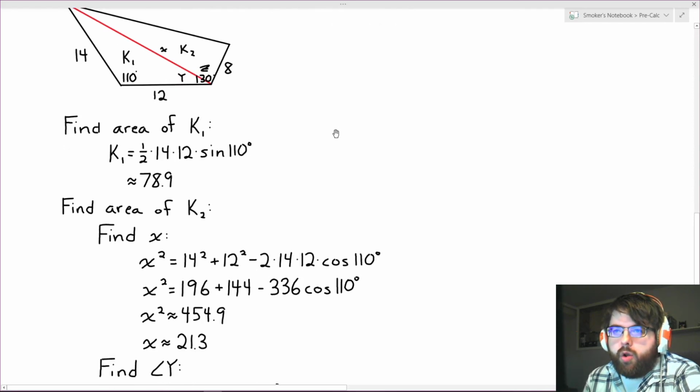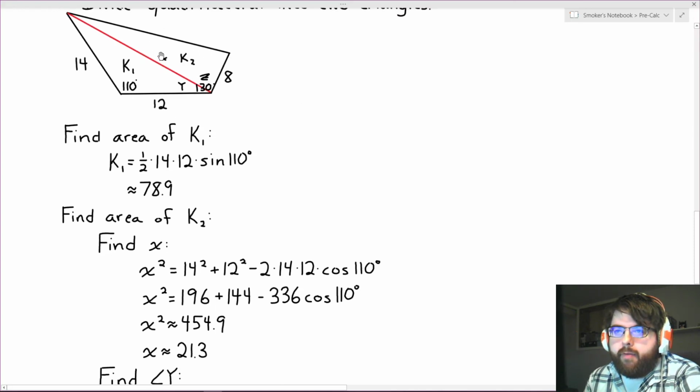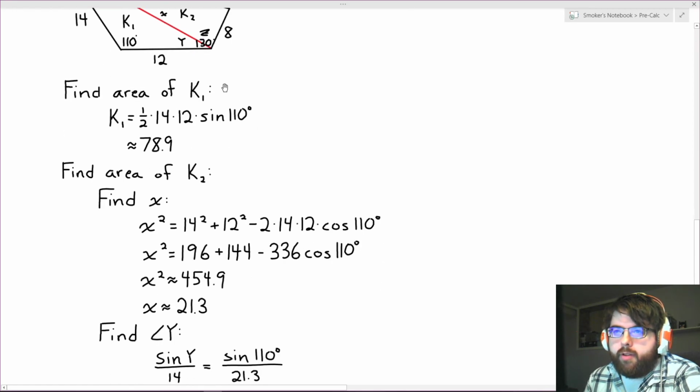So now once we have all three of these sides, we have X is opposite 110, and we can find Y using the law of sines, because we have 14 is opposite of Y, and the value we just found is opposite of 110. Then Z will be 130 minus whatever Y is, and then we will have a side angle side to find the area of K.